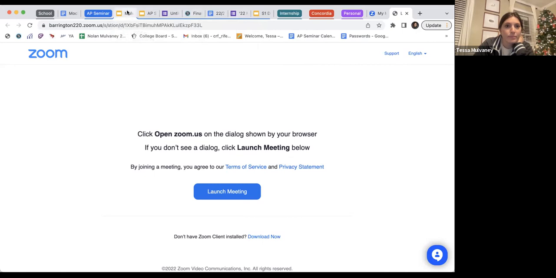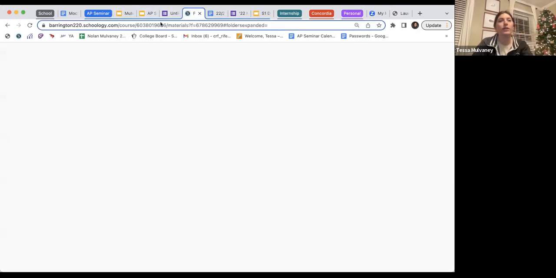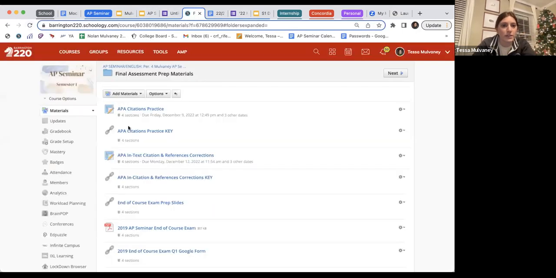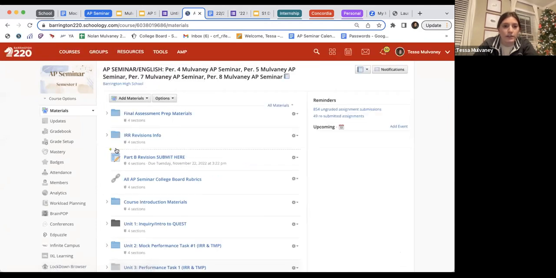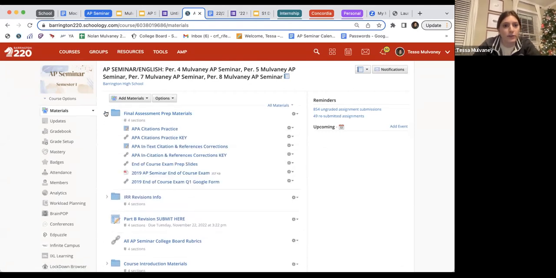I'm going to start on Schoology to show you guys where we're going to find materials for today's practice. Everything that you'll need for today's lesson, and really everything that's going to carry us through the rest of this semester, is going to be in this very first folder: final assessment prep materials.